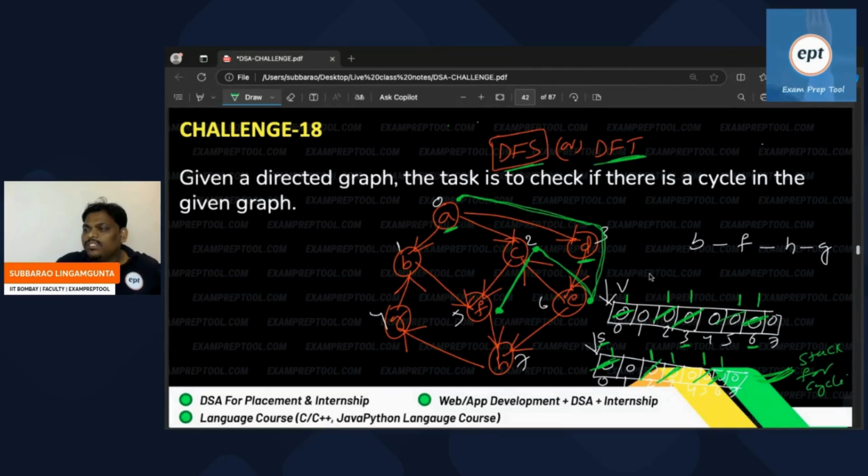And one more, this widgeted array for the DFT purpose. Now I am at F now. Same story. F means what? 5. 5 is widgeted and 5 is there in the stack also.